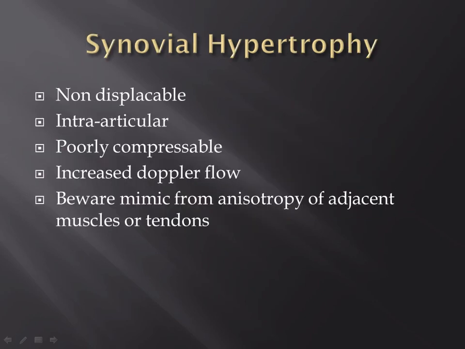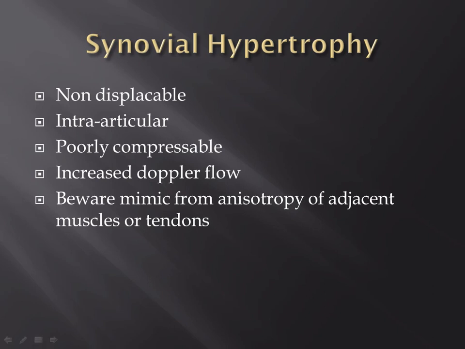Within that dorsal recess or anywhere else in the joint spaces, you can see synovial hypertrophy, but often if that dorsal recess is displaced, full or distended, that might be your first sign of the synovial hypertrophy. Synovial hypertrophy is either non-displaceable or mildly displaceable. It's intra-articular and non-compressible as well. You'll see increased blood flow.